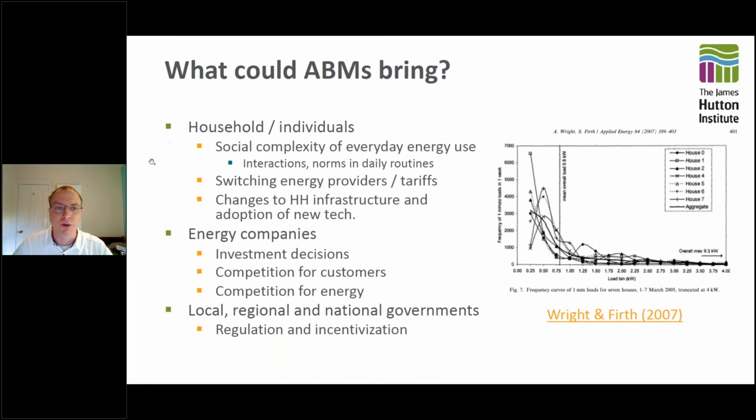Agent-based models are very good for handling some of that complexity. But our agents don't have to be humans or individuals. We can also simulate energy companies trying to make investment decisions in infrastructure, trying to compete with each other for customers, and even competing with each other in a marketplace for energy. We can also simulate local, regional, and national governments adapting and changing policy in the light of observations they make of the system. Next slide, please.